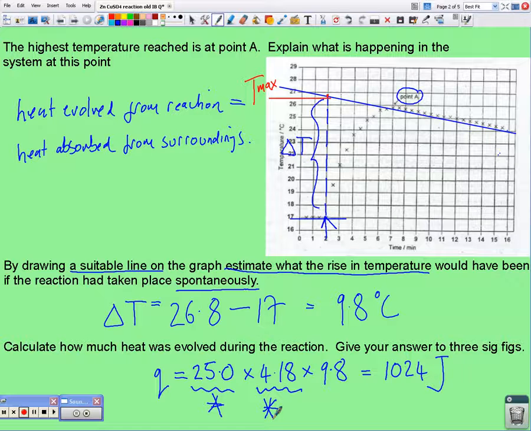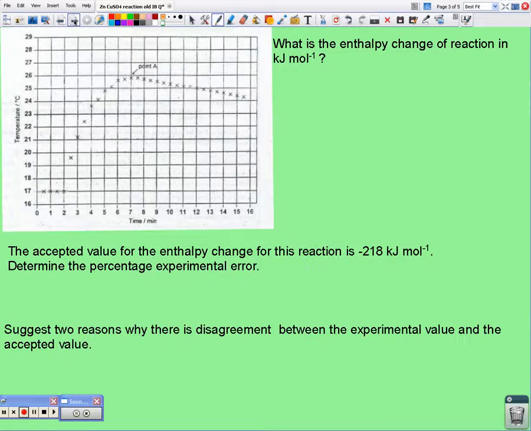Oh, this says 3 sig figs. So back here, 1020 joules. Okay, so that's the amount of energy that was evolved for the reaction we studied, just using the mass of zinc and the volume given.